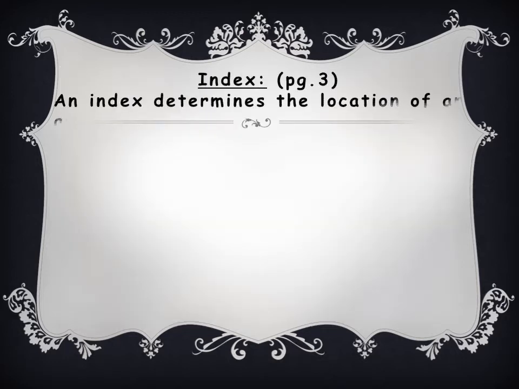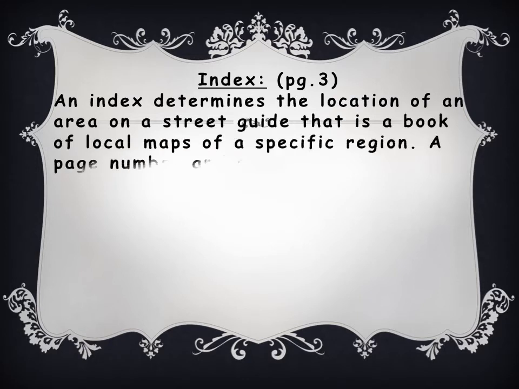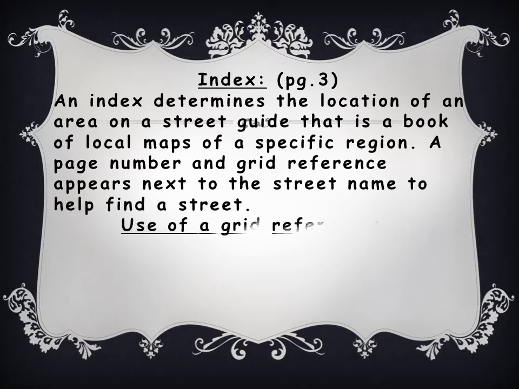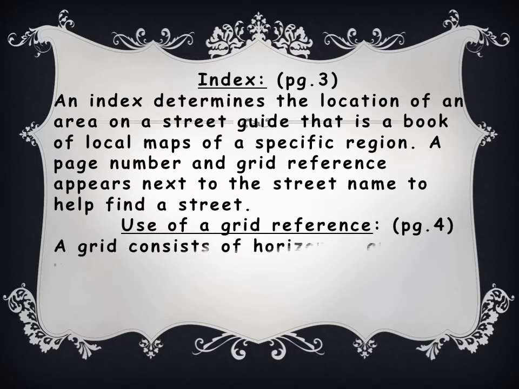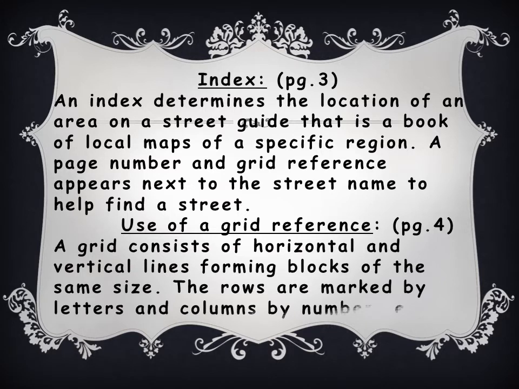Index on page 3 in your textbook. An index determines the location of an area on a street guide, that is a book of local maps of a specific region. A page number and grid reference appears next to the street name to help find the street. Use of a grid reference on page 4.